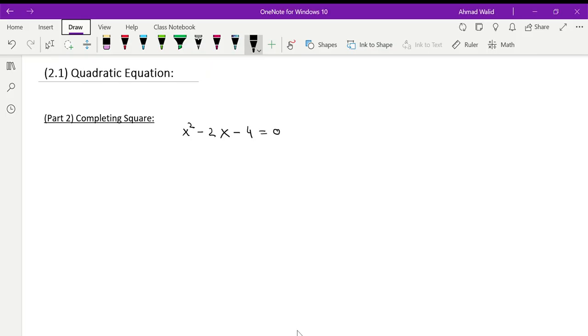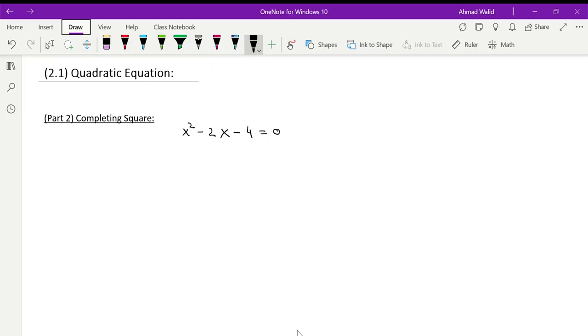There is no way to factor this trinomial on the left side, correct? Then how do we solve such a quadratic equation? Of course we can solve it. One of the methods is completing the square. What is completing the square?